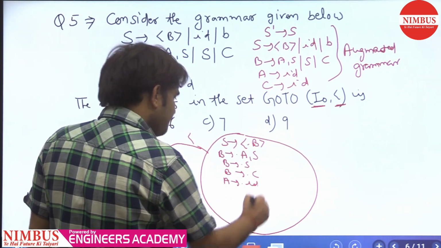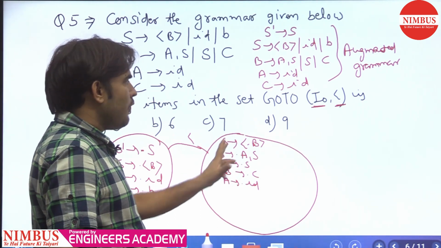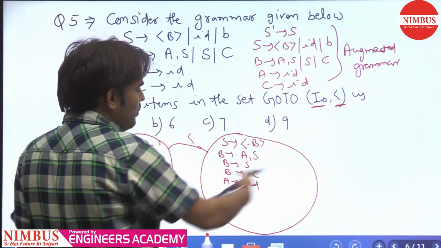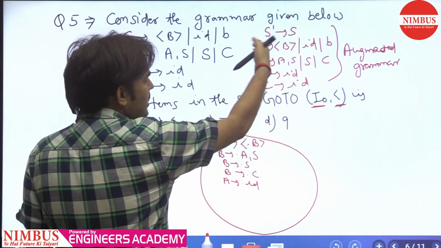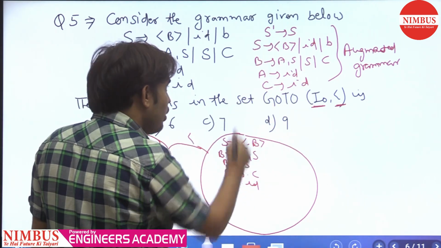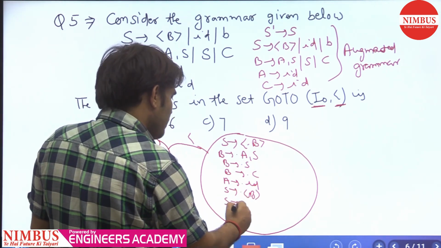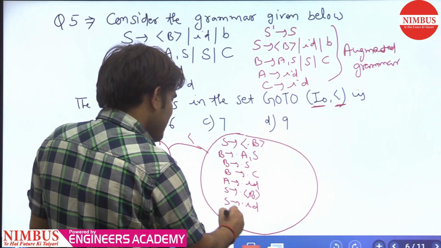Dot id, and we are again getting what? Dot in front of S, so we need to write all the productions from the augmented grammar which is starting from S. So write it again from here. S tends to what? This dot V, S tends to what? Dot id, S tends to what?